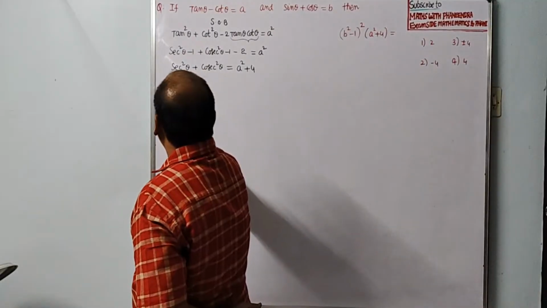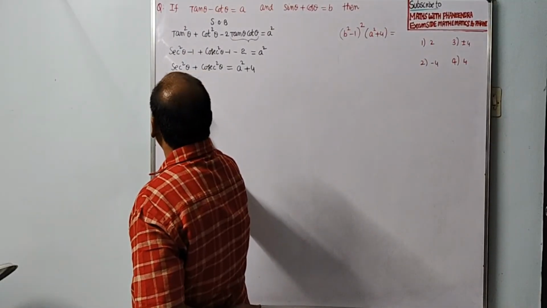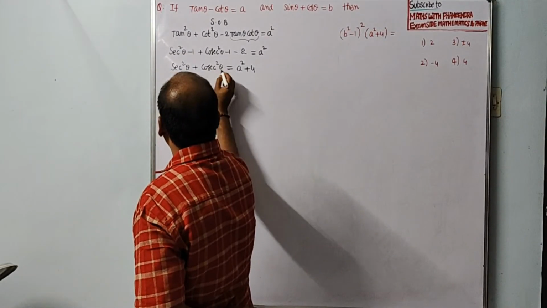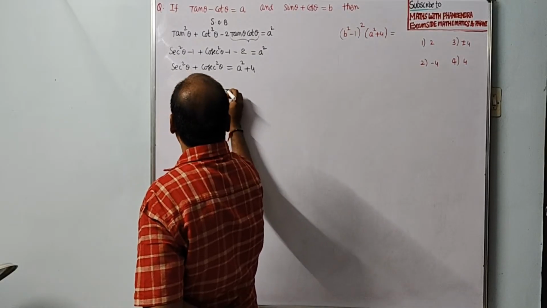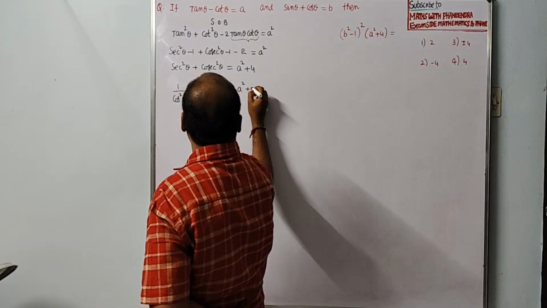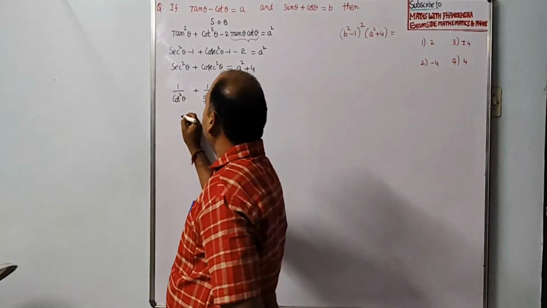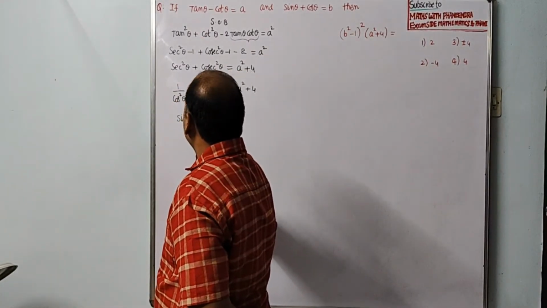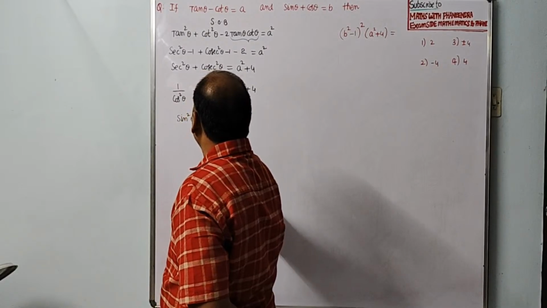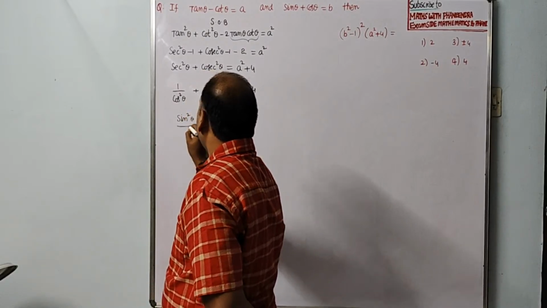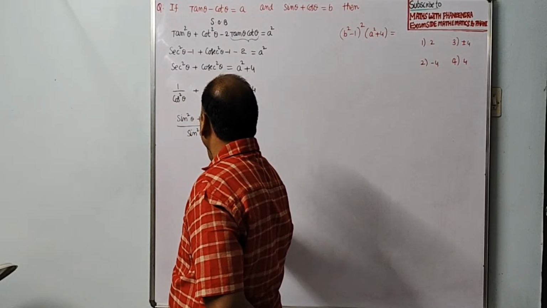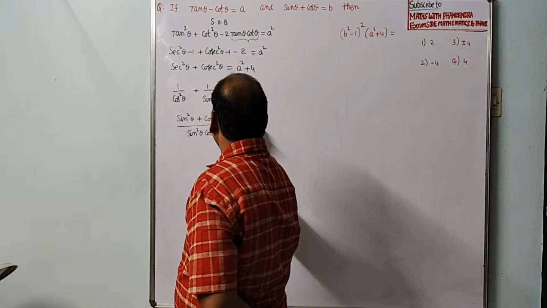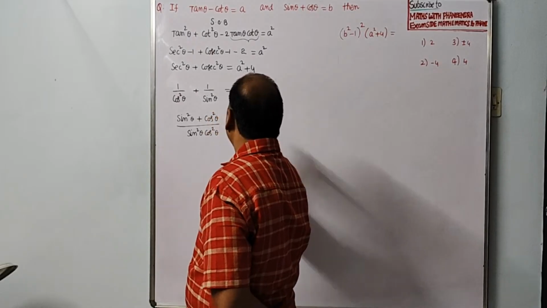Secant square theta we can write as 1 by cos square theta, plus cosecant square theta is 1 by sin square theta, equal to A square plus 4. So take LCM and simplify. Sin square theta plus cos square theta divided by sin square theta into cos square theta is equal to A square plus 4.